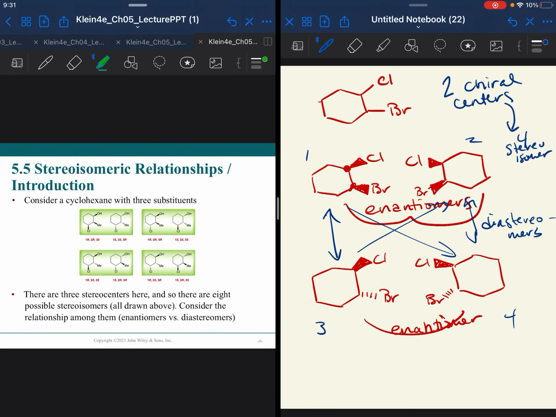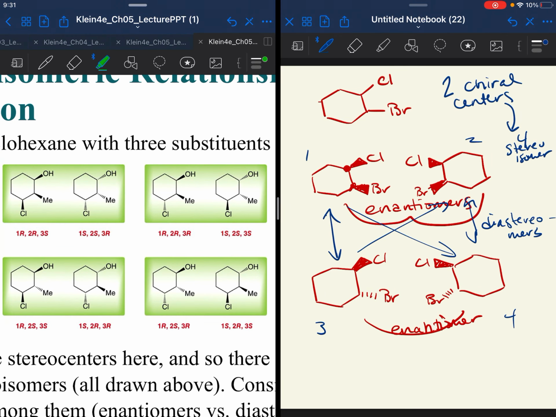So, let's see, these are all in the green boxes, your sets of enantiomers, but then the relationship, right, between compounds in different boxes, lots of different combinations we could look at, those would all be diastereomer compounds. They're all connected the same, right? They're just arranged differently in space. And so if they're not mirror images of each other, they fall into the category of diastereomer.